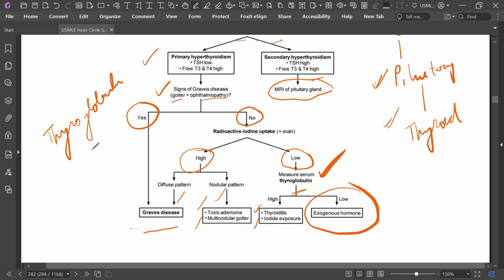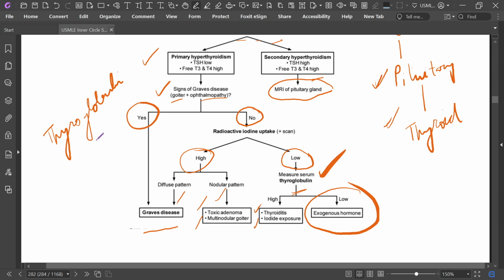So I am telling it in a short manner: if TSH is low and FT3, FT4 are high, then it is primary hyperthyroidism. Then you have to look for signs of Graves' disease. If signs of Graves' ophthalmopathy are present, then it is Graves. If no signs of Graves' ophthalmopathy or Graves' disease, then you should do radioactive uptake.